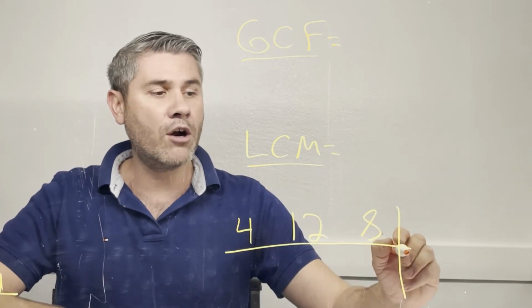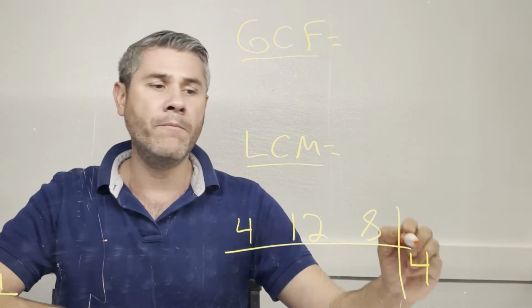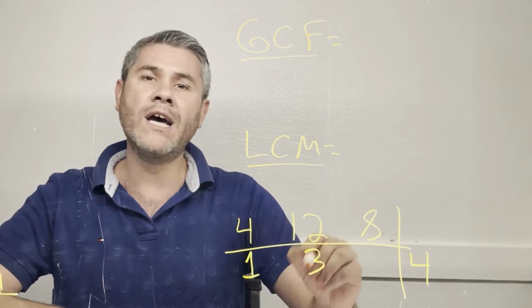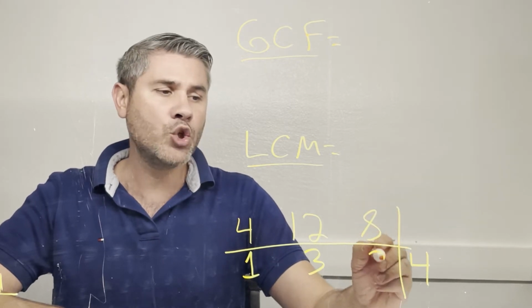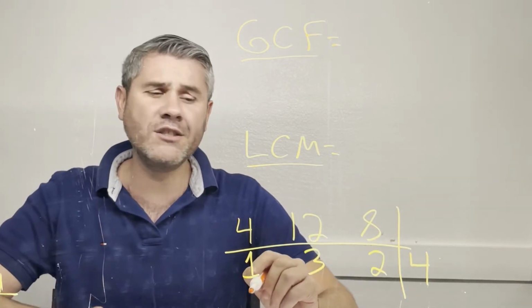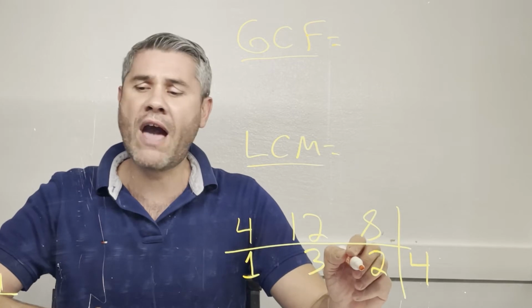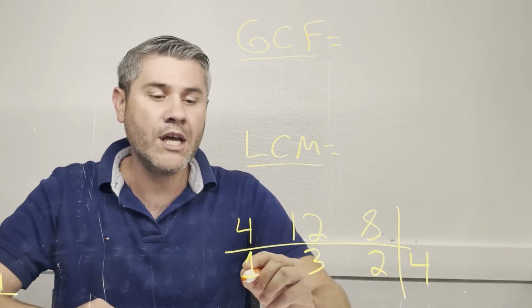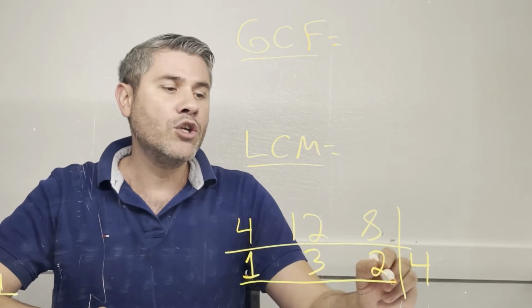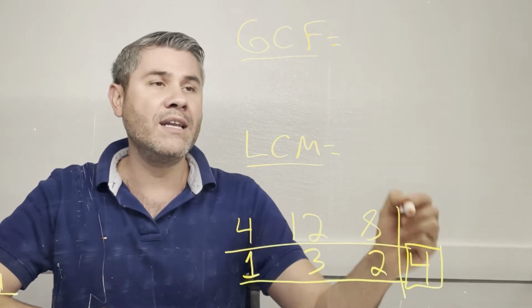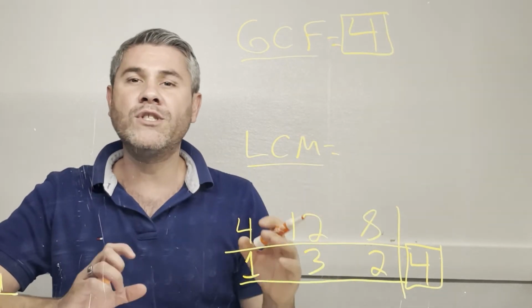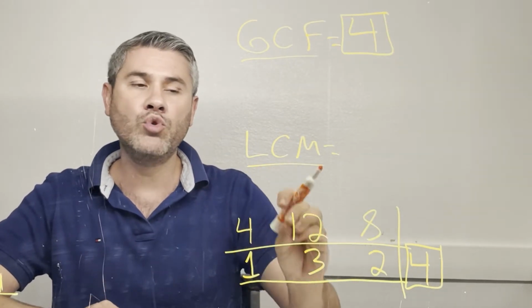4, 12, and 8 are all multiples of 4. 4 goes into 4 once. 4 goes into 12 3 times. And 4 goes into 8 twice. Keep on asking yourself, do 1, 3, and 2 have anything else in common? If they do, keep on dividing. If they don't, you pretty much end it. So this number on the right side, guess what? It's your GCF. You already have an answer. 4 was the greatest common factor between 4, 12, and 8.